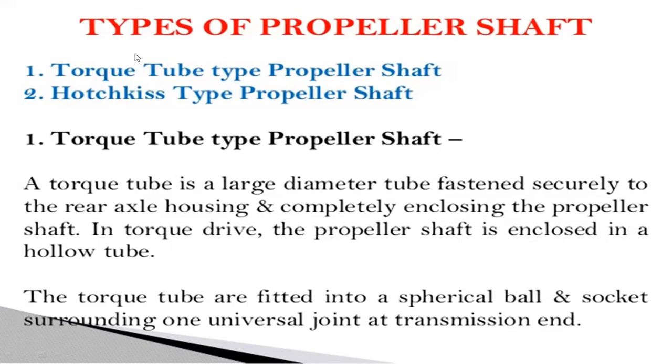So in the next class, we will see the types of propeller shafts in the automobile vehicle. We are using two different types of propeller shaft. It is the torque tube type of propeller shaft and the Hotchkiss type propeller shaft. These types of propeller shaft, we will discuss in the next class.